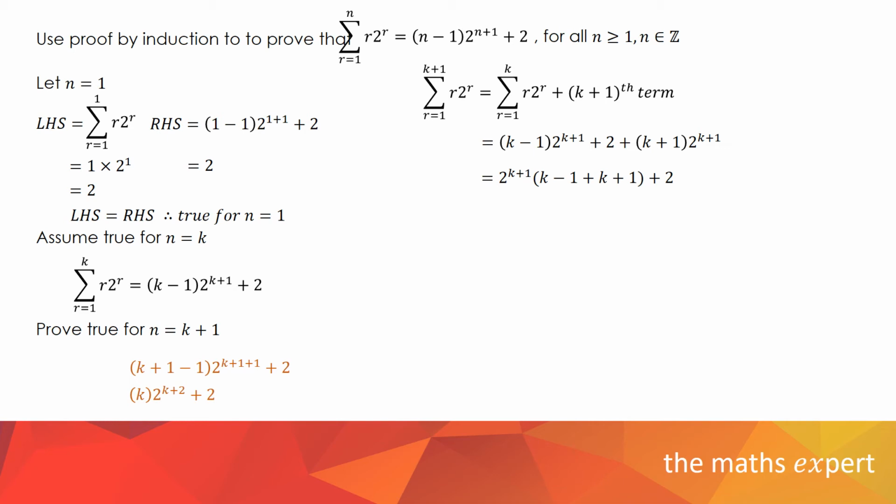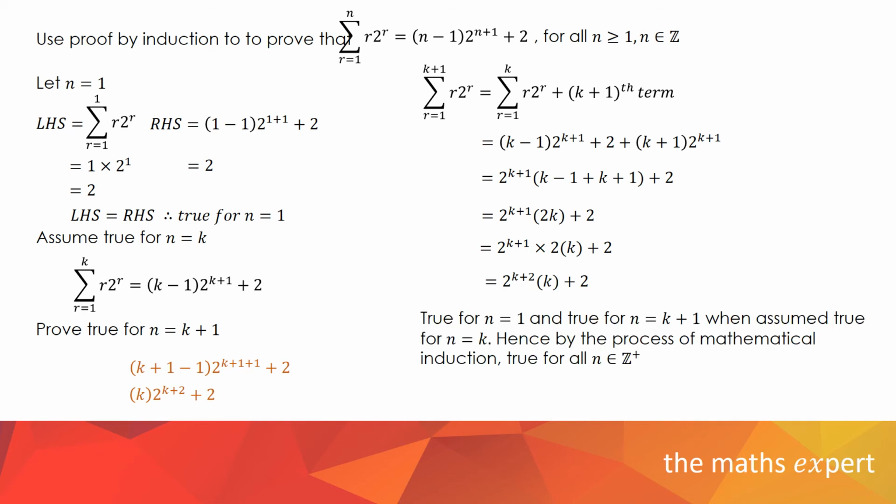The other two terms I need to combine into one, and I can do that by factorising. They both have a common factor of 2 to the power of k plus 1. After simplifying, I can see I am still not at my target, as I need 2 to the power of k plus 2, not k plus 1. Well, I am multiplying 2 to the power of k plus 1 by 2 and then by k, so I can combine this extra 2 into the power to give me my desired result. And the last step is to make the statement.